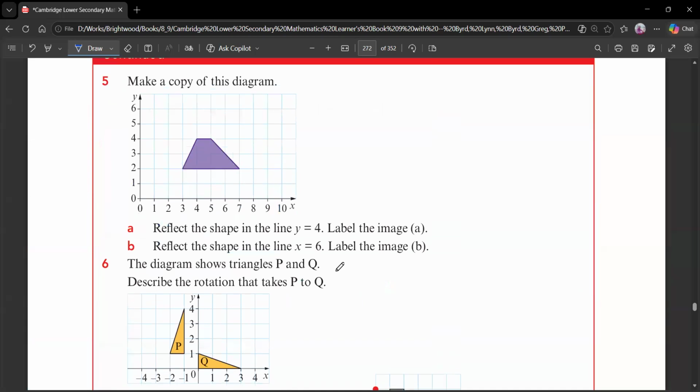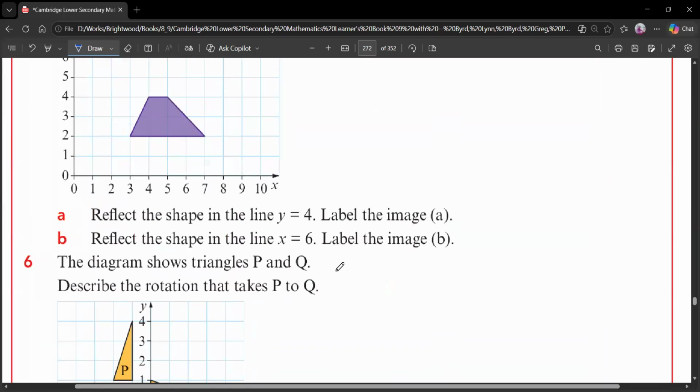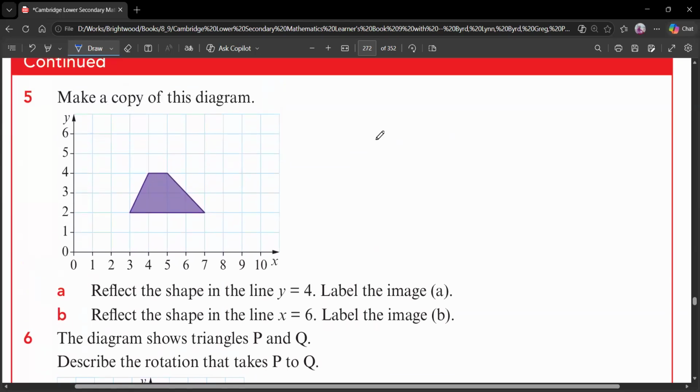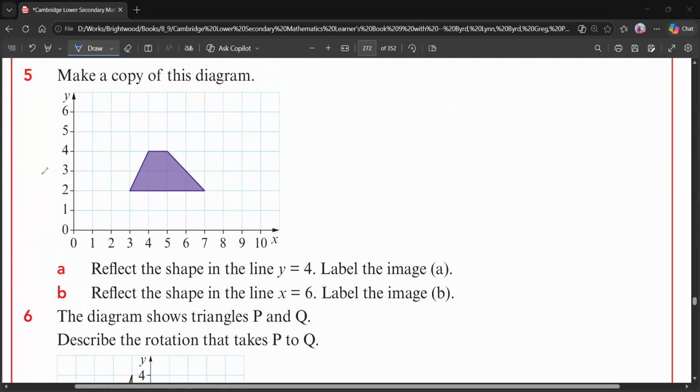Can you do this one? Make a copy of the diagram. The first one, the reflection in the line y equals 4. They have given the reflection line as y equals 4. If you take y equals 4, I draw the line. What's that? y equals 4.